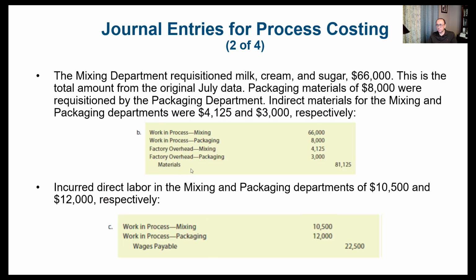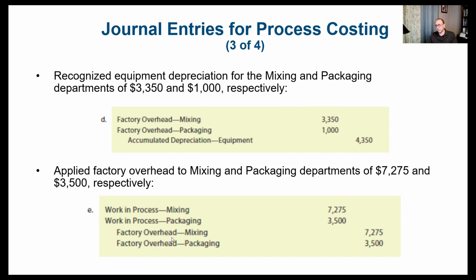So now we had the material, we had the labor, which is the wages payable, and now we have the factory overhead. And all of these were transferred to work in process. Remember, these are the applied factory overhead. This is how we've done it in the previous chapter.